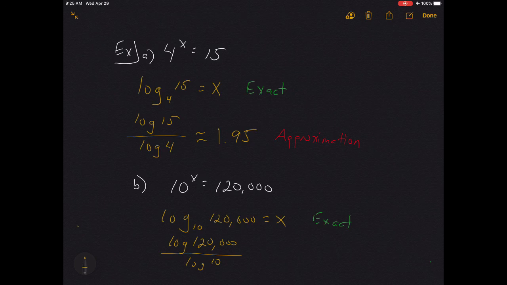So I literally just could have typed in log of 120,000 into a calculator, and we're going to get the approximated decimal, which is 5.08. And that is your approximation.